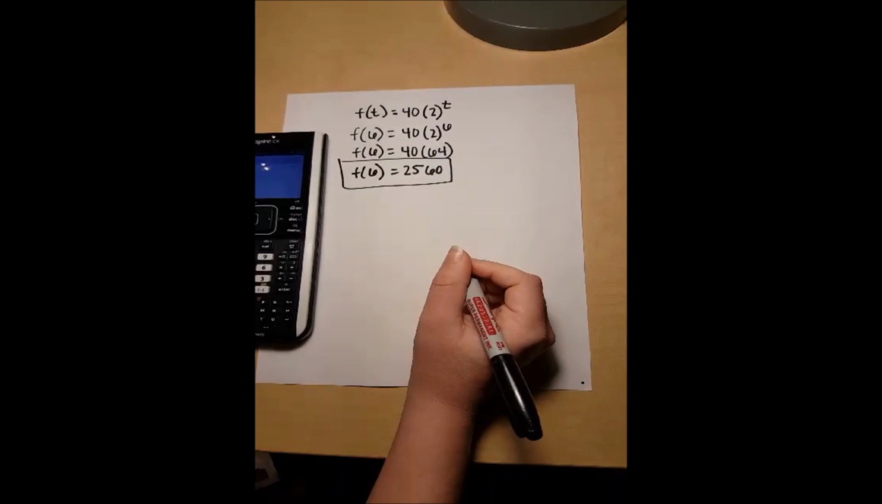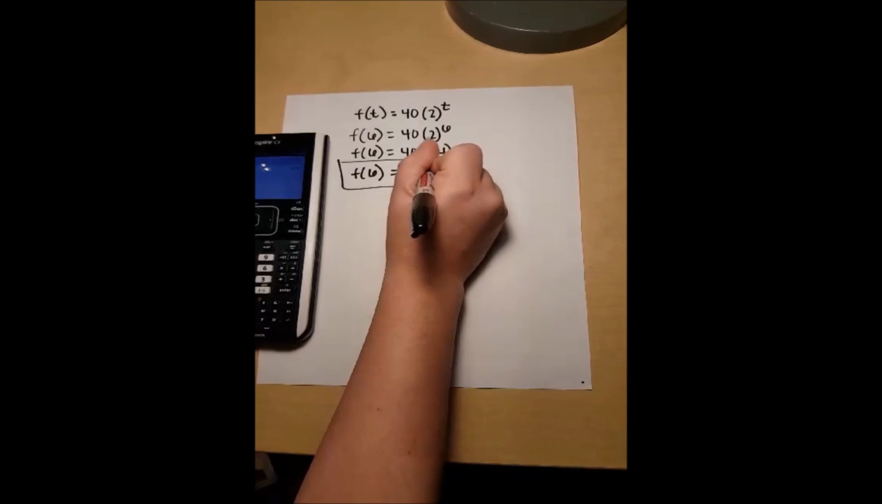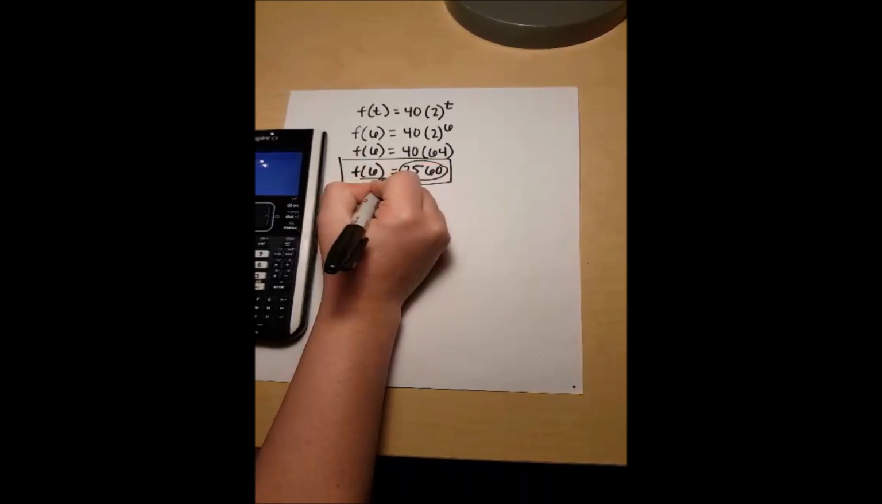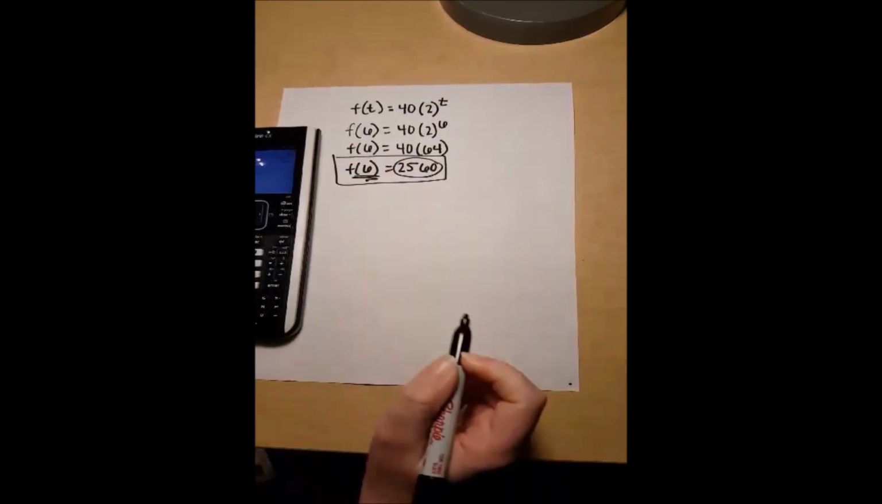In terms of the situation, this means that there will be 2,560 leaves on a tree after 6 weeks.